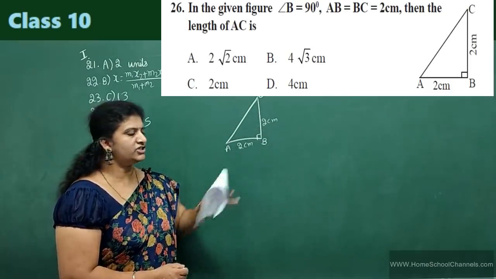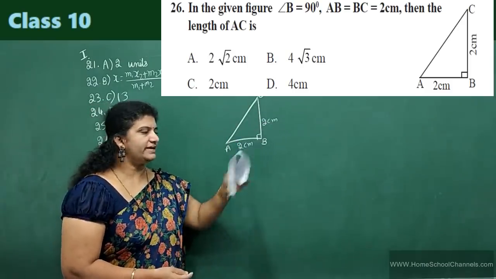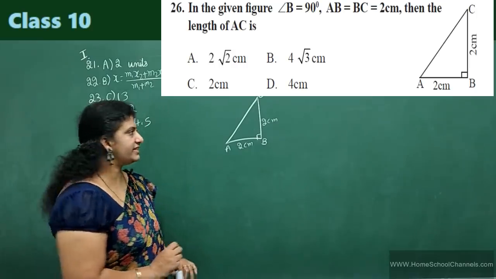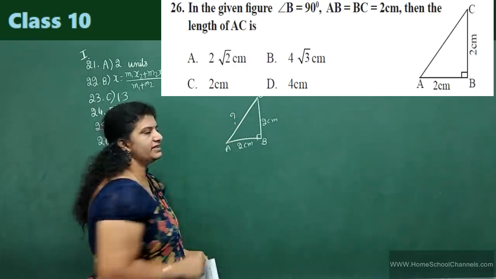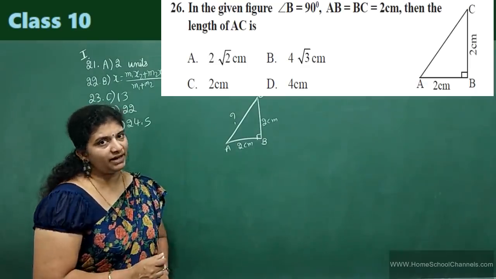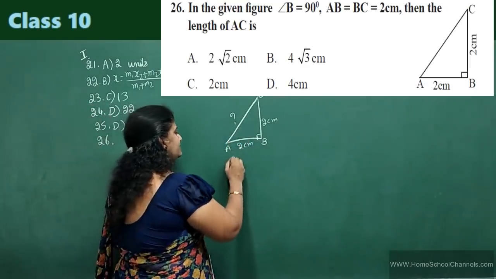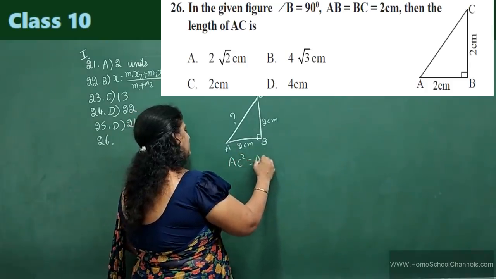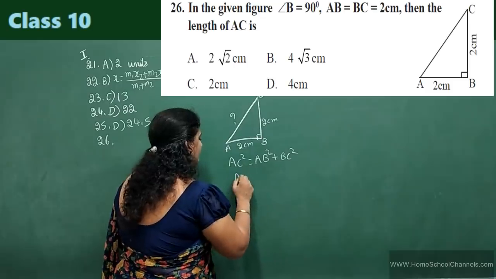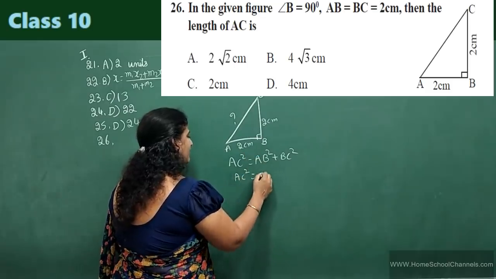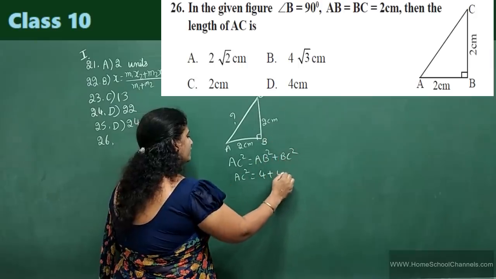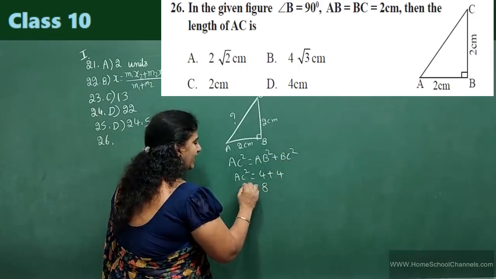26th one, in the given figure, angle B is equal to 90 degree. It is a right angled triangle. AB is equal to BC is equal to 2 centimeters. Then the length of AC is, what is this length is your question. How can you find this one? We can apply Pythagoras theorem. That is, AC square is equal to AB square plus BC square. AC square is equal to AB value is 2, 2 square 4. Again 2, 2 square is 4. 4 plus 4, 8.